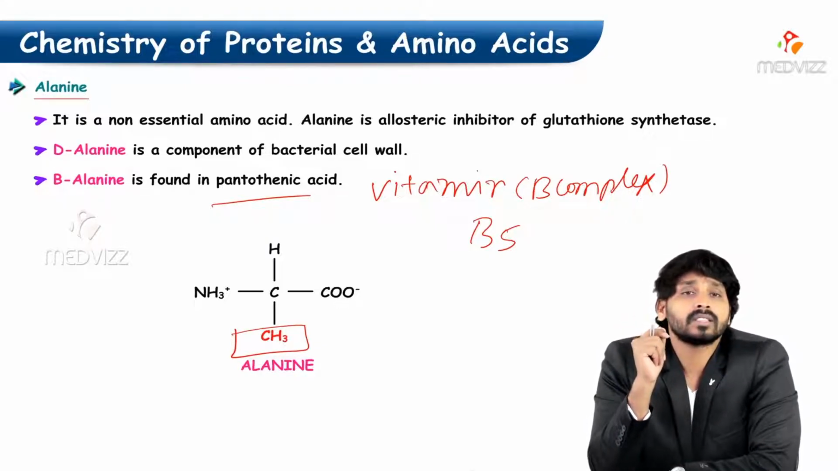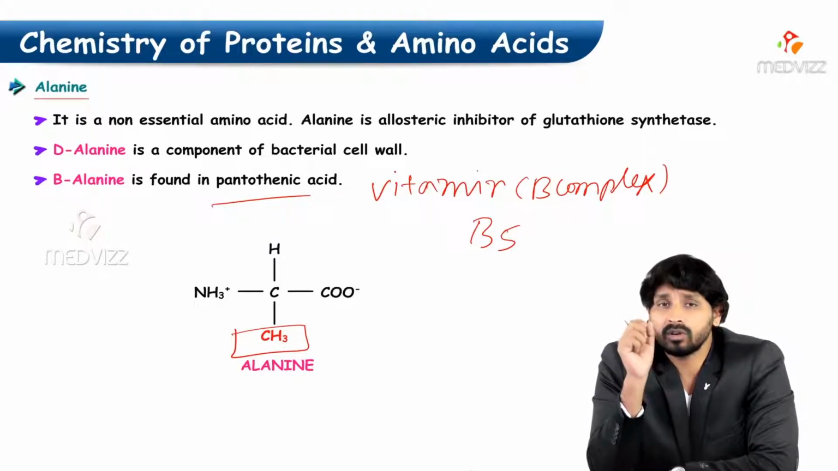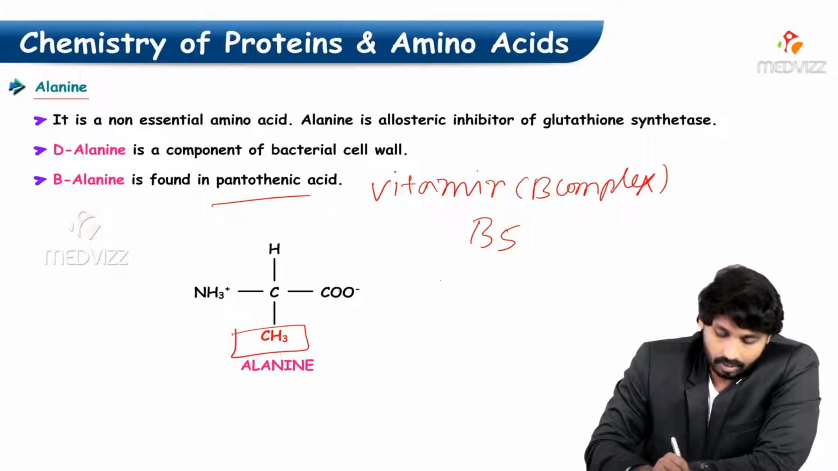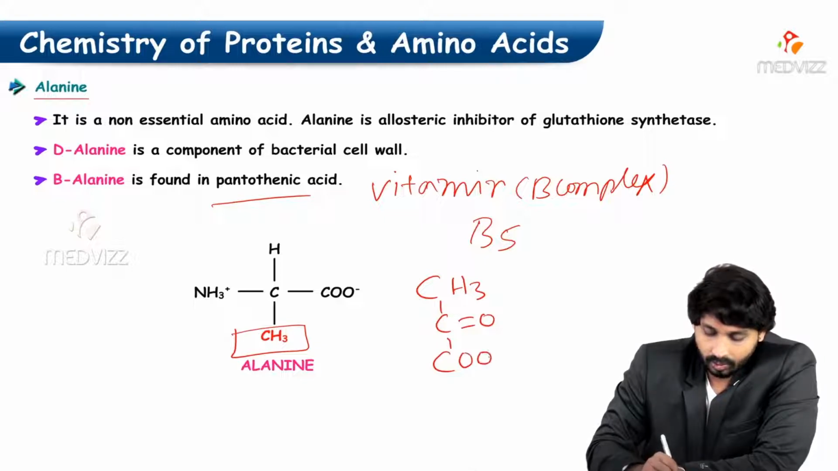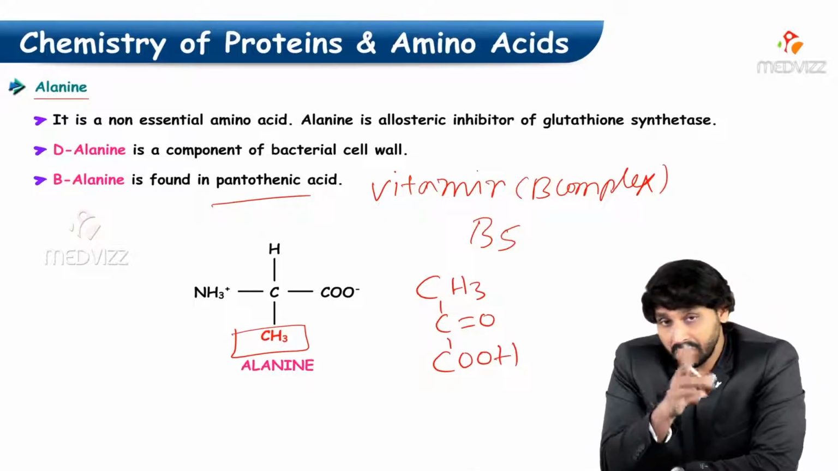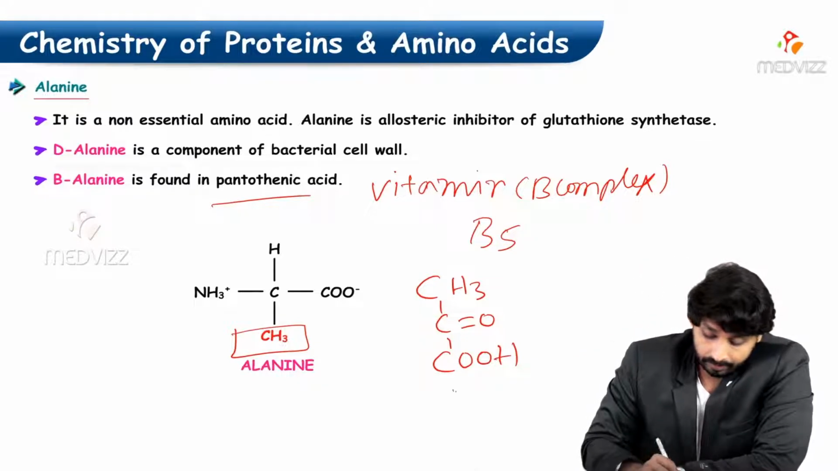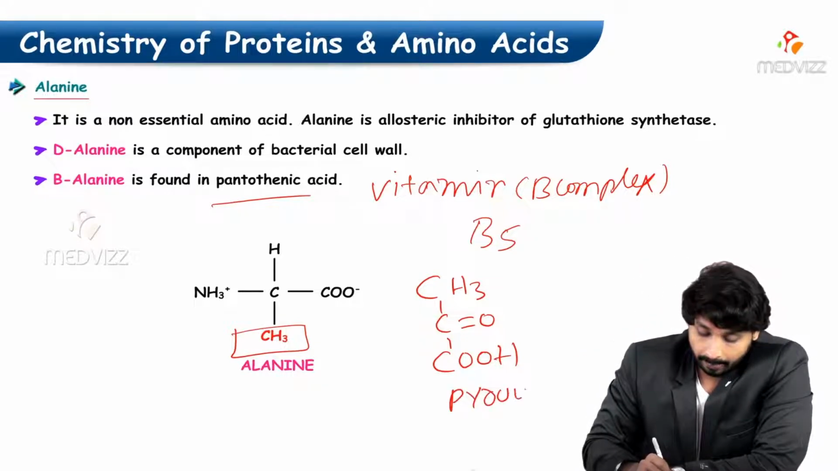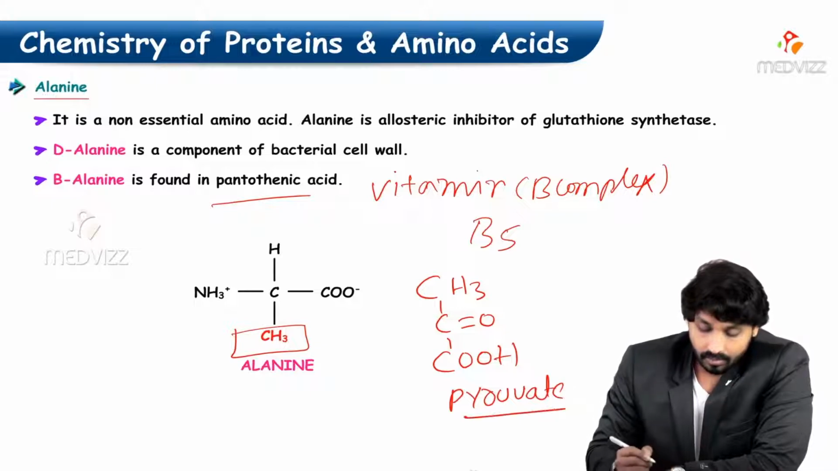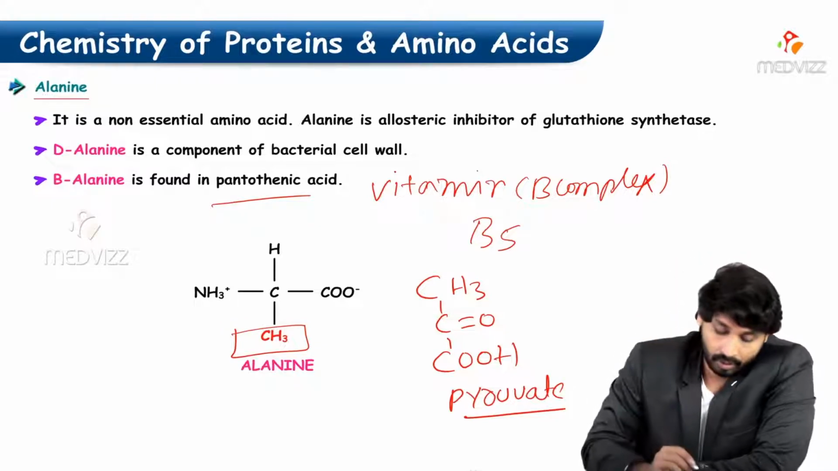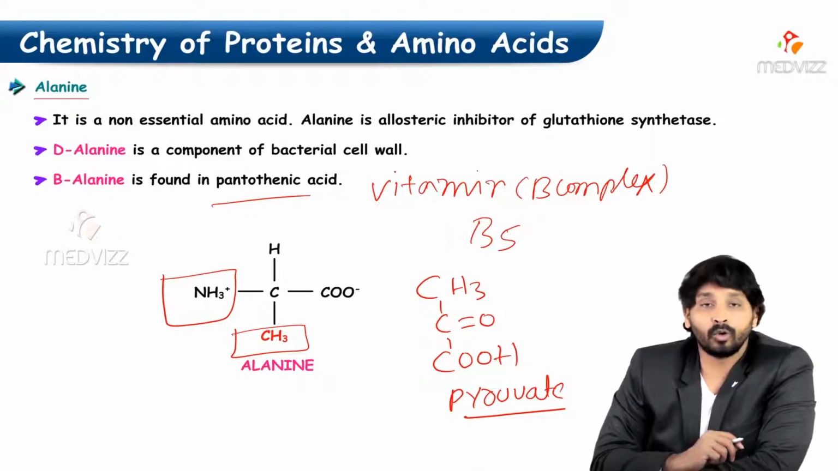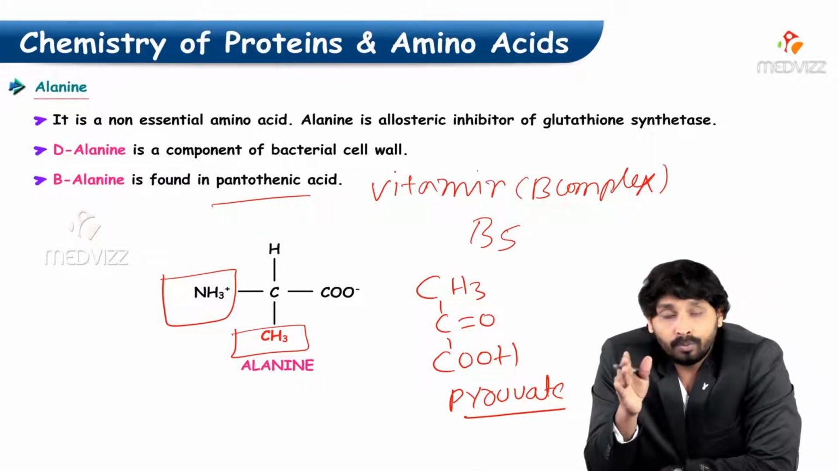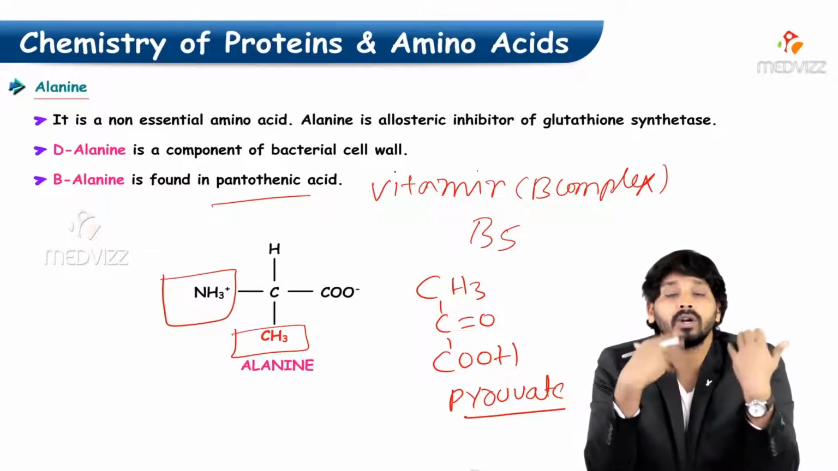Alanine can be synthesized from pyruvate. So where do you come across this pyruvate? This is the structure of pyruvate, you see here, CH3, C double bond O, COOH. When you compare the structure of alanine with pyruvate, the only difference is the amino group. If I add an amino group to pyruvate, pyruvate can convert to alanine.